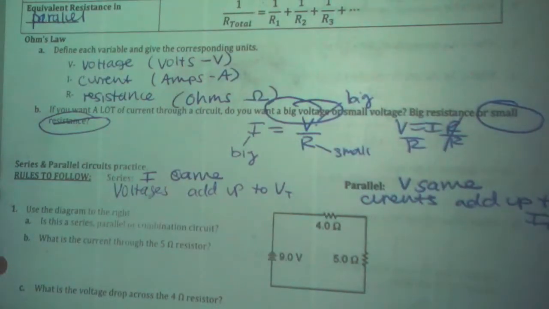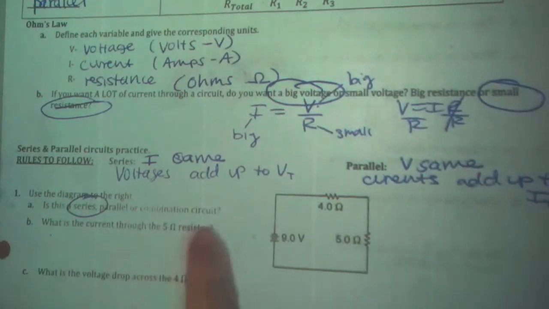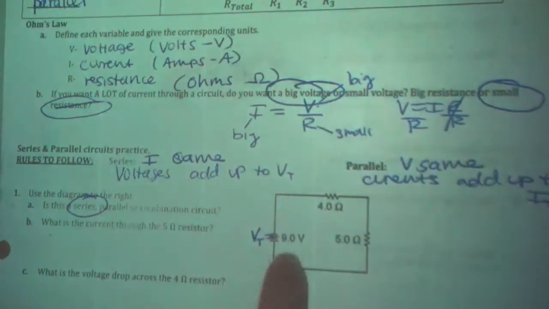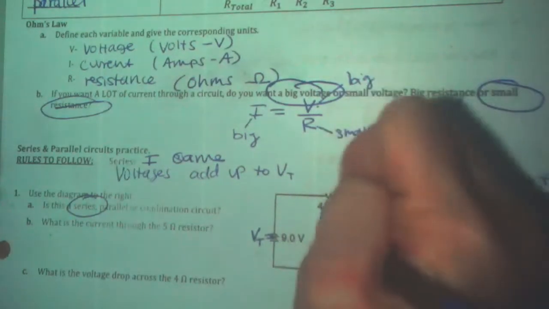Alright, first circuit, is this series or parallel? There is one path for the current to follow, so that is a series circuit. We want to find the current through the 5 ohm resistor, so I'm just going to label what I have. This is V total. I'm going to call this R1 and R2.